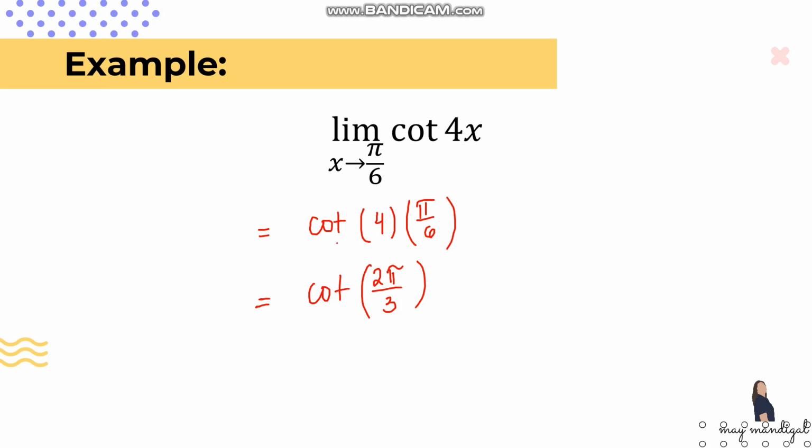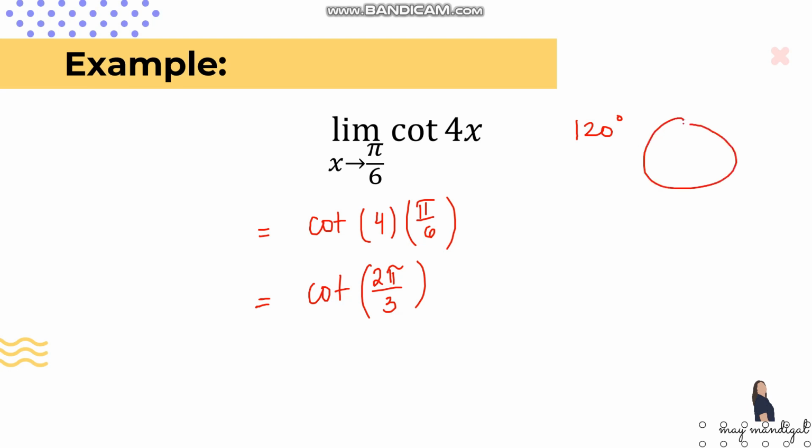So now we have to get the cotangent of 2 pi over 3. There are different ways on how you can get the cotangent of 2 pi over 3. So you can use the trigonometric points if you want. If you want to use the trigonometric points, then you can just simply use the unit circle. So, 2 pi over 3 in degrees is 120.